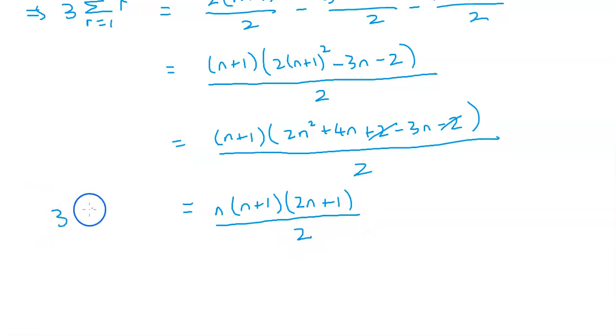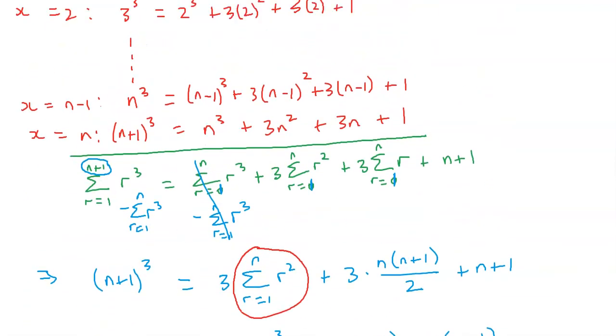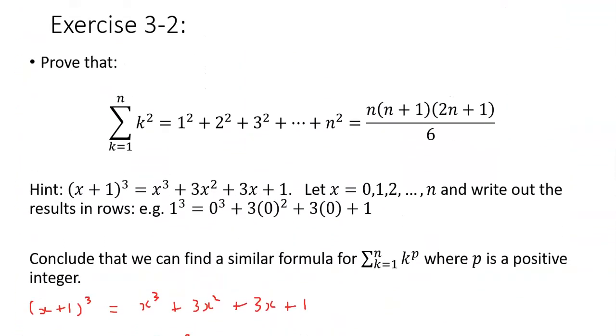And so that was 3 times the sum from r equals 1 to n of r squared. So 3 times what we're looking for. And so that just means the sum from r equals 1 to n of r squared is equal to n times n plus 1 times 2n plus 1 divided by 6, which is exactly what it was supposed to be. N times n plus 1 times 2n plus 1 divided by 6.